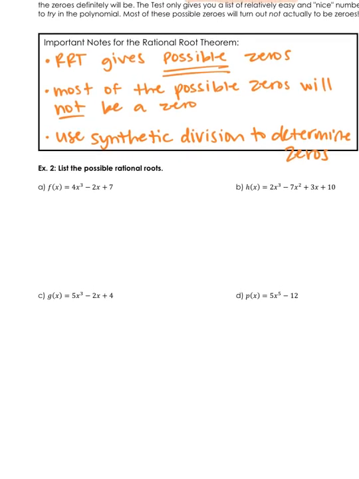So for this first one, my constant is 7. So I am looking for factors of 7. 7's a prime number, so my only factors are 1 and 7. Or possibly -1 and -7. My leading coefficient is 4. So I'm looking for factors of 4. Those are 1, 2, and 4.